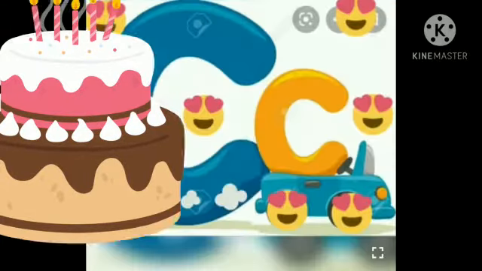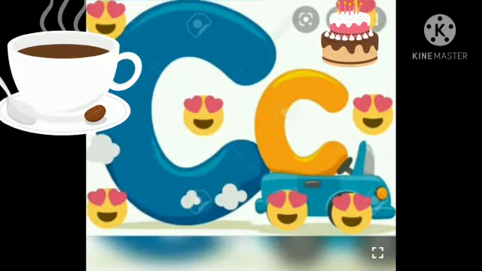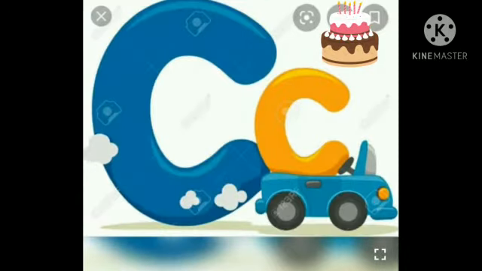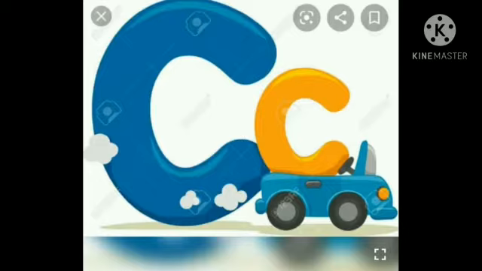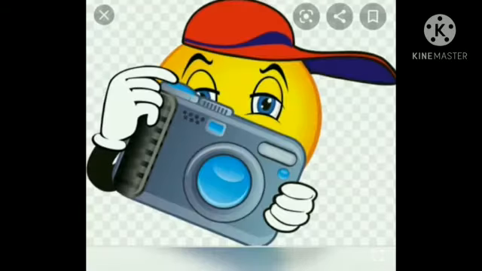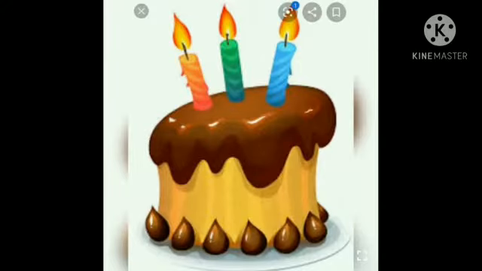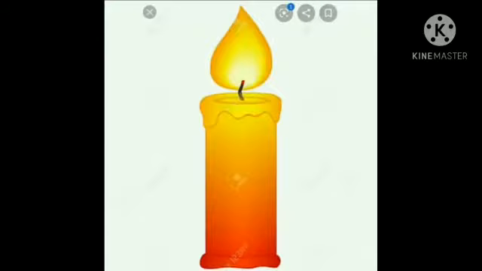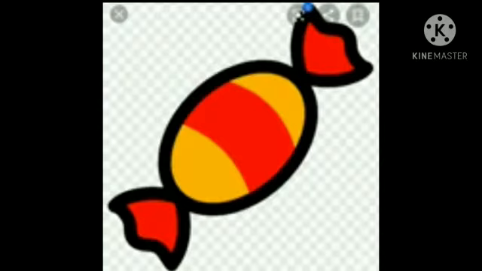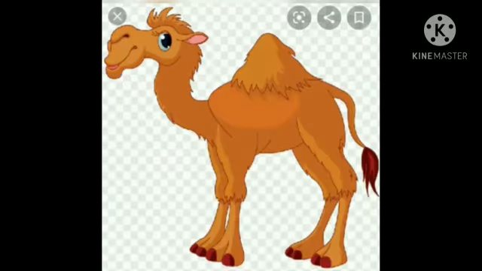C. Ka. Car. Ka. Car. Small c. Ka. Camera. Ka. Camera. Ka. Cake. What is this? Cap. Wow. What is this? Candle. And what is this? Candy. And what is this? Camel.